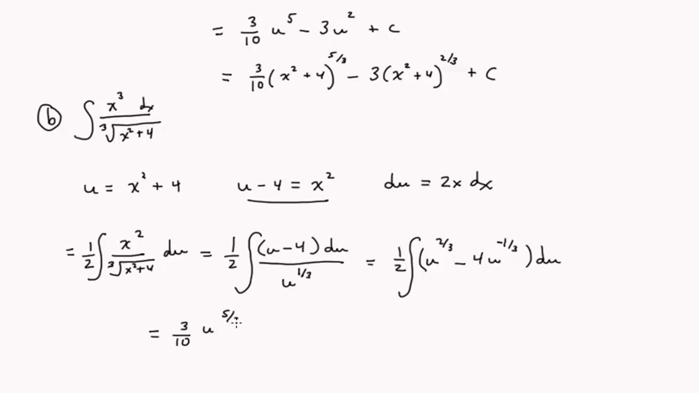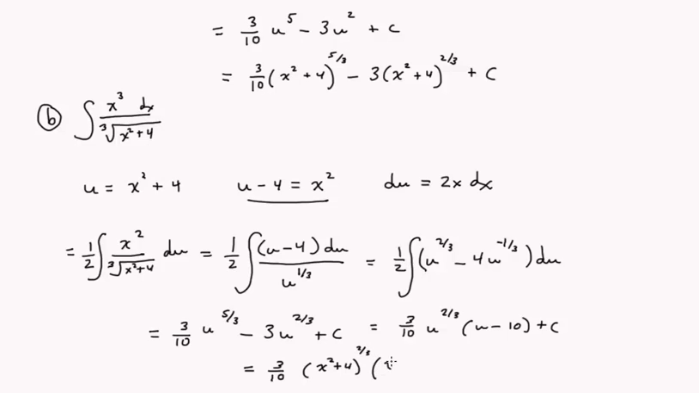3/10 u to the 5/3 minus 3u to the 2/3 plus c, which then equals 3/10 u to the 2/3 times u minus 10 plus c. Then that comes out to be 3/10 (x squared plus 4) to the 2/3 times (x squared minus 6), because the plus 4 minus 10 gives you the minus 6, plus c.